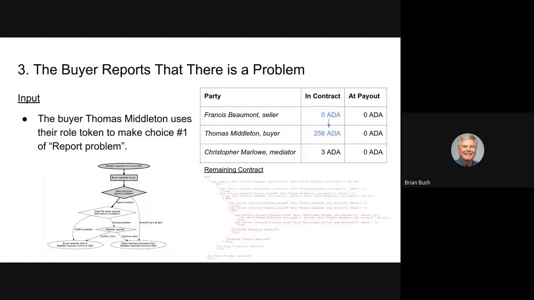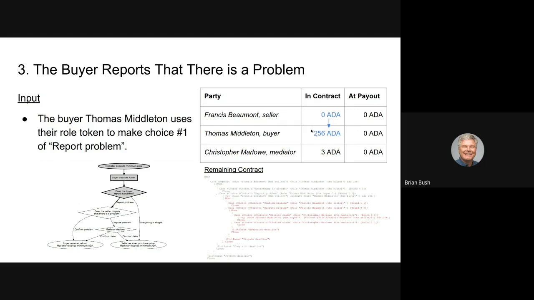So back to our example, the buyer is now going to report there's a problem. Thomas Middleton is saying, hey, there's a problem, I want my funds back. So what that does, we advance on this flow chart to this little diagram here, in this arrow that says report problem. And what the contract actually does at the script address is it moves the funds from the seller's account into the buyer's account. Now, the buyer, once again, can't access these, but they are in his account.